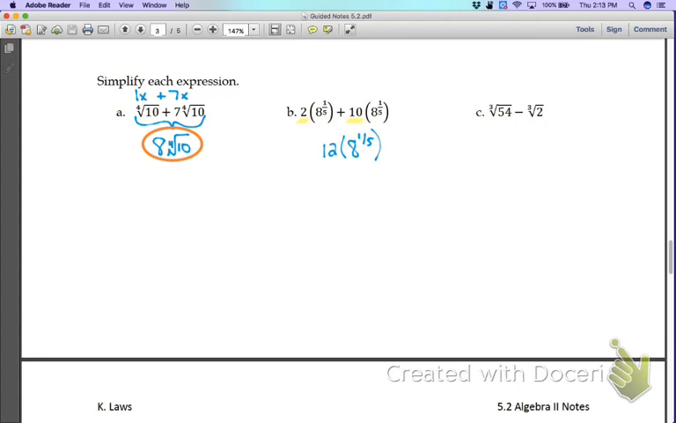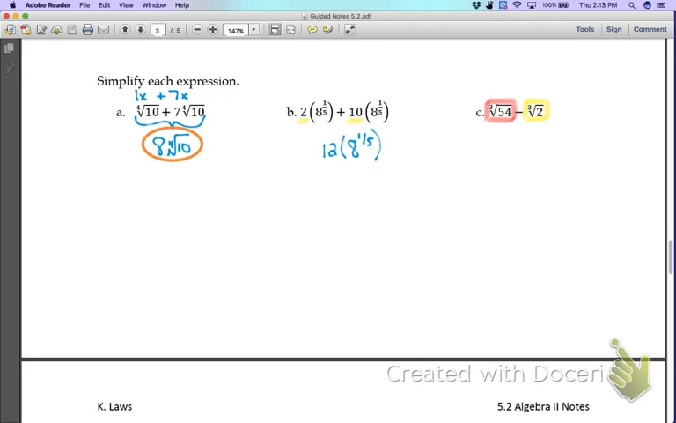Now, C's a little bit different because I have the cube root of 54 and then I have the cube root of 2, and they're subtracting. This should give you a hint as far as what I have to do. I can't do anything with this. So where do you think I probably need to look? Probably the cube root of 54.